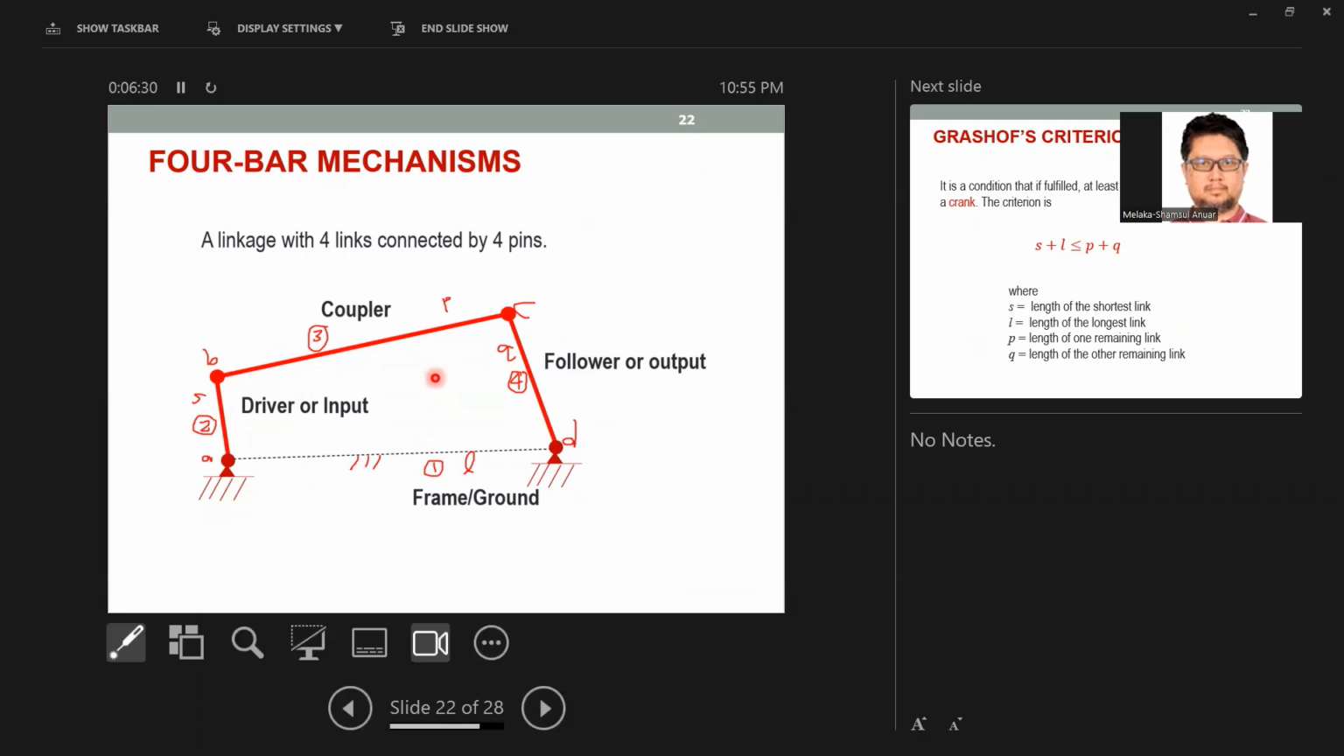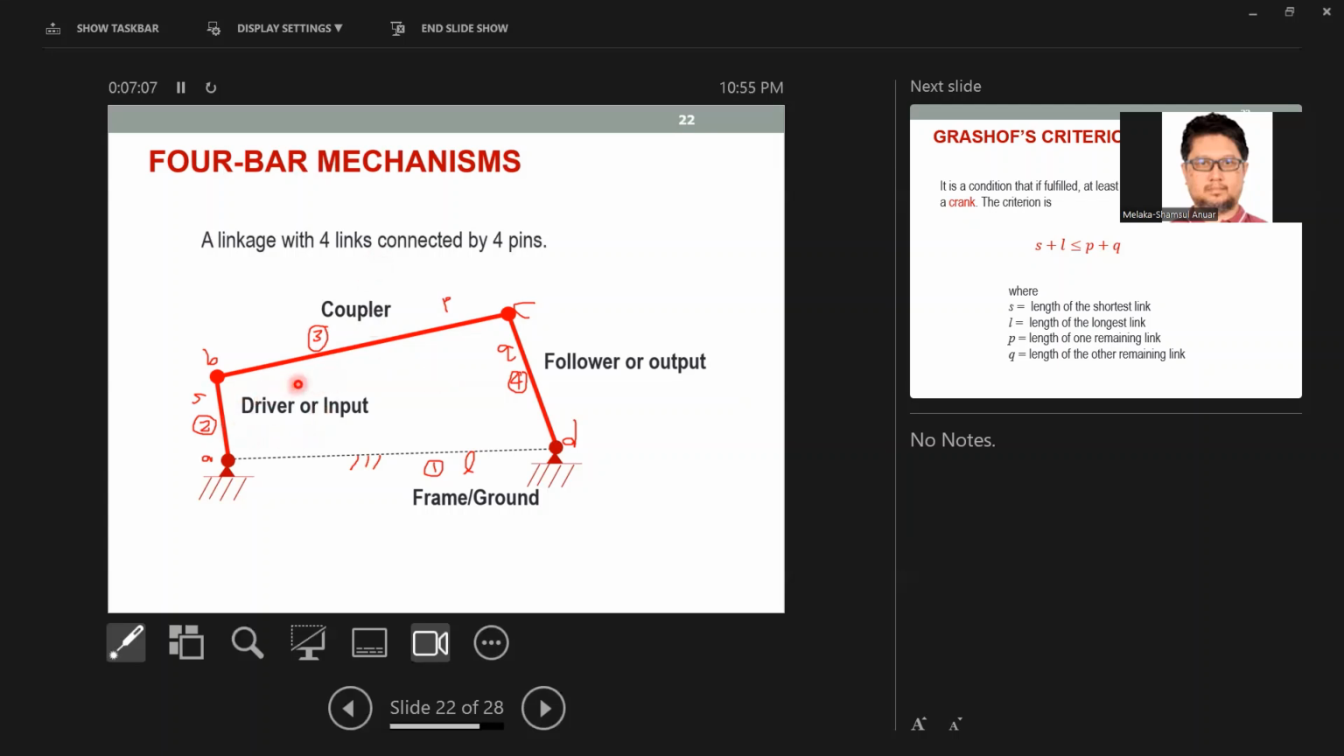Because there are a lot of other mechanisms. Like I said, we can have a 2-bar, but that will be too easy. And we can have a 6-bar. That's another single degree of freedom system. But if you take a look at the 6-bar, you can see the small unit inside the 6-bar is a 4-bar mechanism. So basically, you have two 4-bar mechanisms inside a 6-bar.